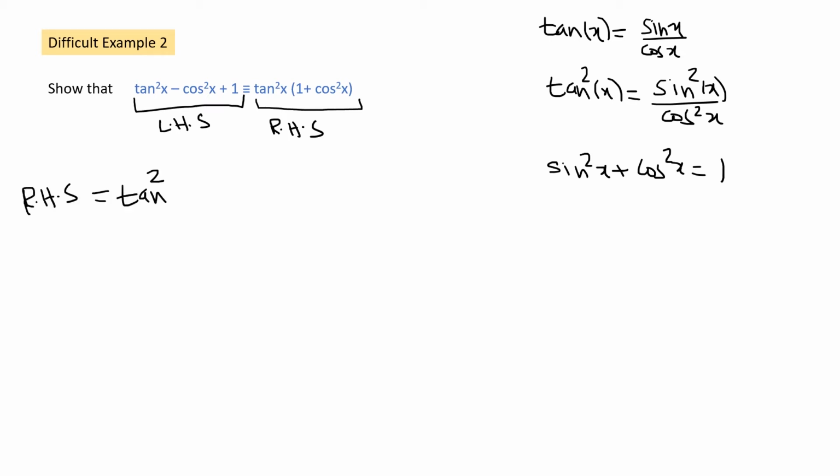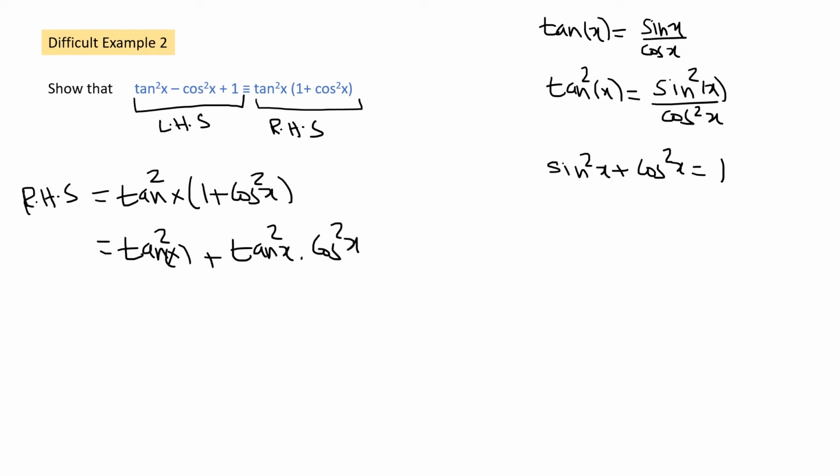Tan squared x times 1 plus cos squared x. So let me expand the bracket. So tan squared x times 1 is tan squared x, plus tan squared x times cos squared x is tan squared x times cos squared x.